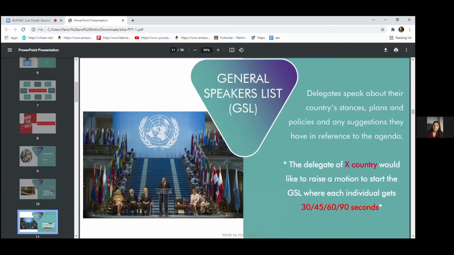Now, why doesn't the general speakers list have a total time period? As I said, GSL does not end. GSL continues until and unless the committee continues. When you're speaking in GSL, you can suspend the GSL for a particular time period. During that time, you have the secondary speakers list, that is moderated caucus and unmoderated caucus. The next slide, please.